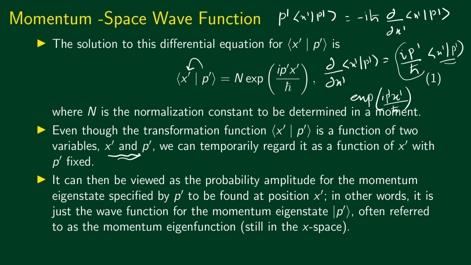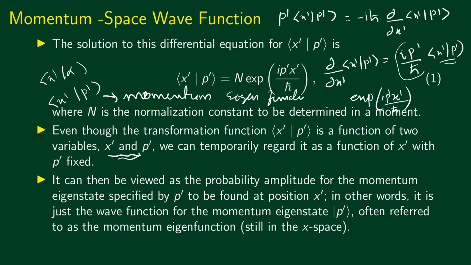All right. And for this reason, we know that this is how we write the normal wave function. If you have a ket alpha, the corresponding wave function is bra x prime ket alpha. So instead of ket alpha, I have the momentum eigenket, and the corresponding wave function is bra x prime ket p prime. Now this is called a momentum eigenfunction. So it is just the wave function for the momentum eigenstate ket p prime, and it's often referred to as the momentum eigenfunction.